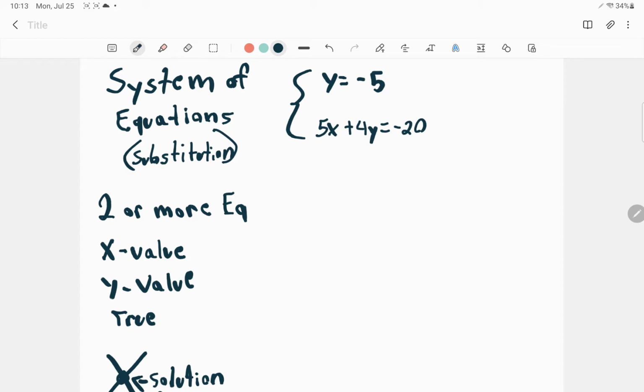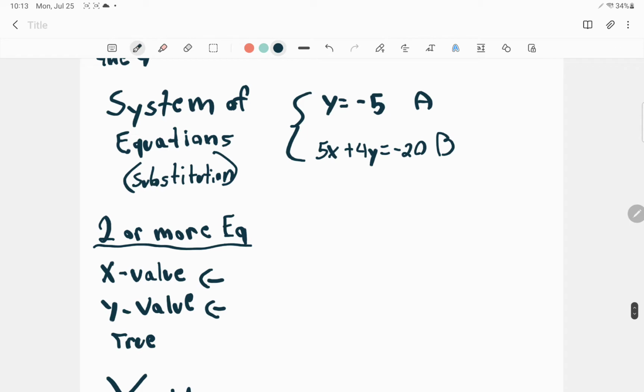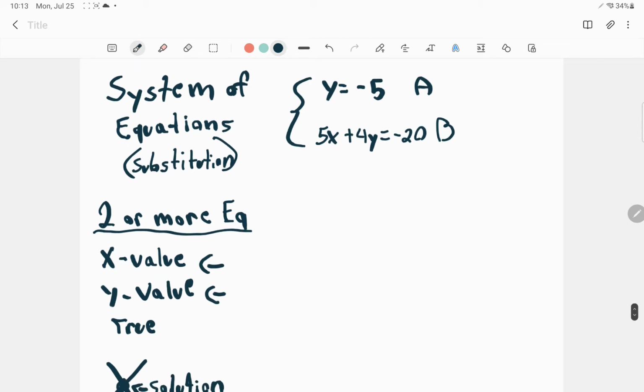Okay, so we have 2 equations, right? So equation, I'm going to call it equation A and equation B. We have 2. Now, does that make it a system of equations? Yes. So that makes it a system of equations. You need 2 equations or more. Now, second step, we need to figure out a value for y and a value for x. If you look at this problem, it's actually a really nice problem for you guys. You're going to notice that you're going to have y equals -5.